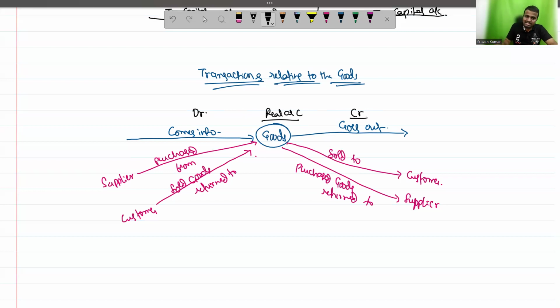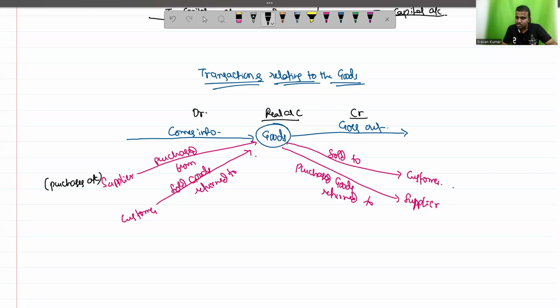And remember, as and when the goods are purchased from the supplier, we have to use the word purchases account. Remember, purchases account is used only when the goods are purchased for resale purpose or for the process of production of the finished product. And if anything is purchased other than for resale purpose, that is not considered as purchases.